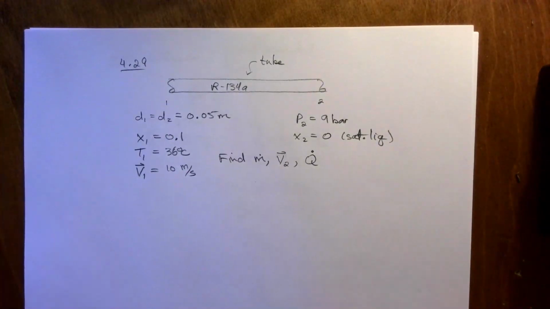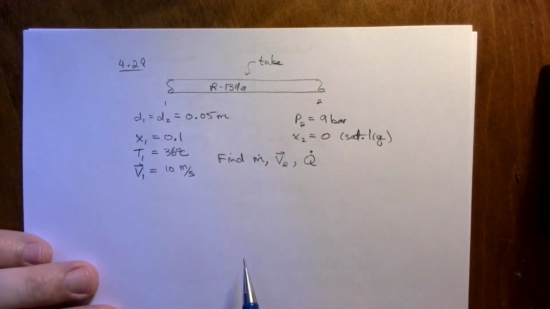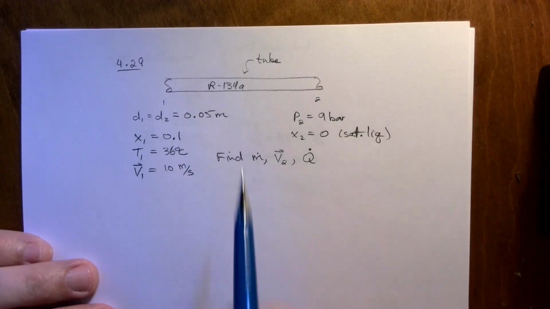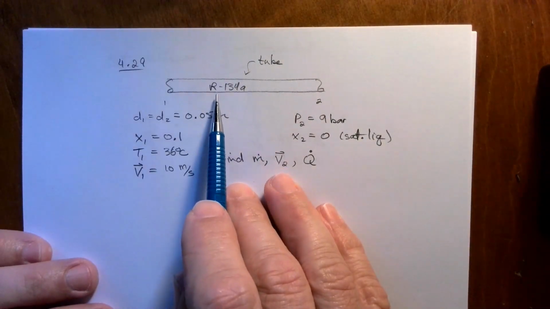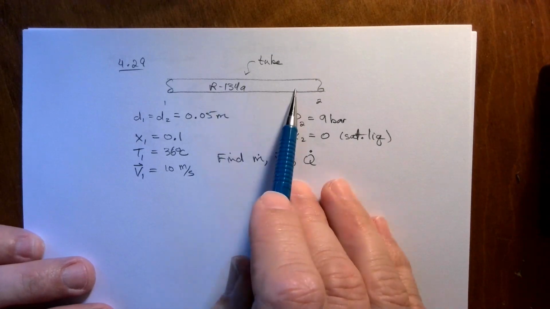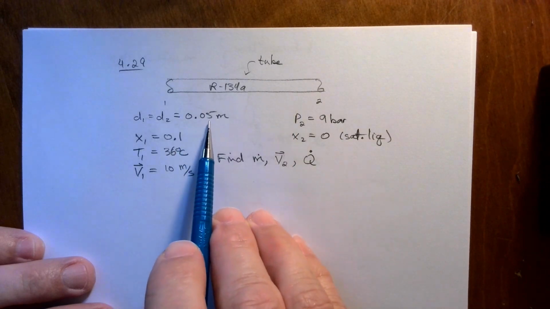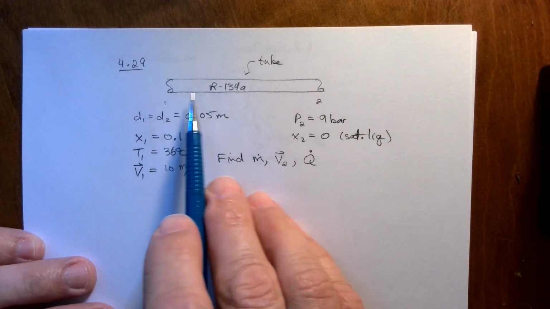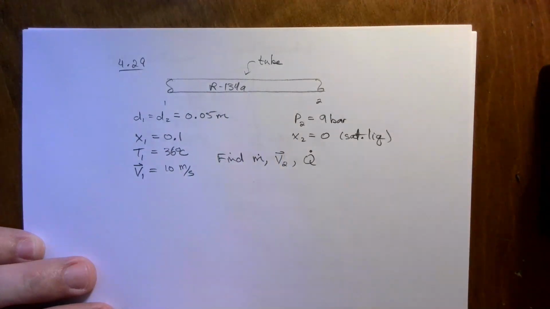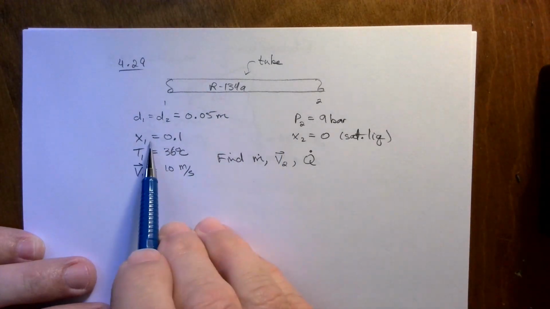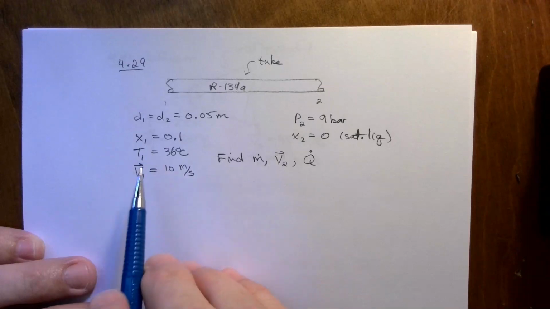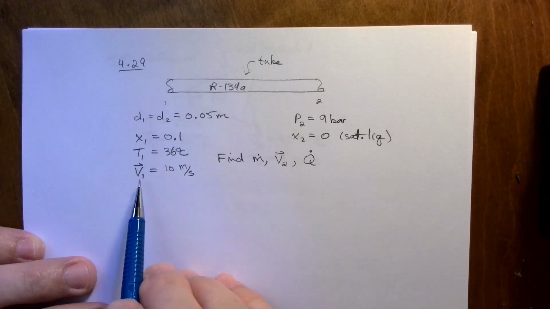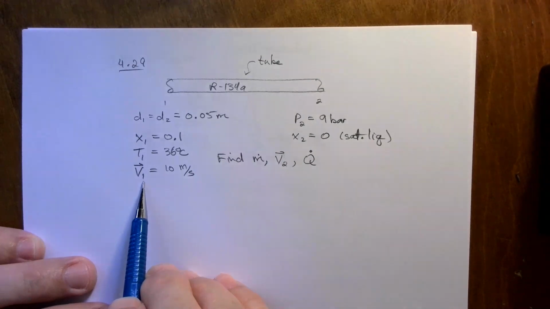I have every problem set up with the information that's in the problem statement on a drawing. Alright, so problem 429 is simply a horizontal tube with refrigerant 134a passing through it. It's a constant internal diameter of 0.05 meters, so D1 equals D2. It's just literally a long pipe that would allow some heat transfer to occur. At state 1, they give us a quality, it's 0.1. The temperature is 36 degrees, and they actually give us a velocity. It's 10 meters per second.